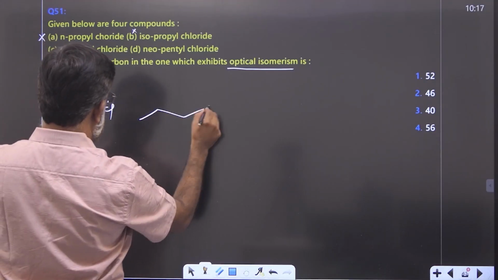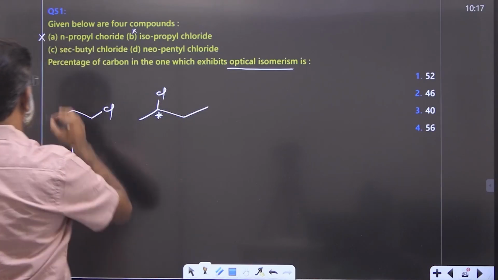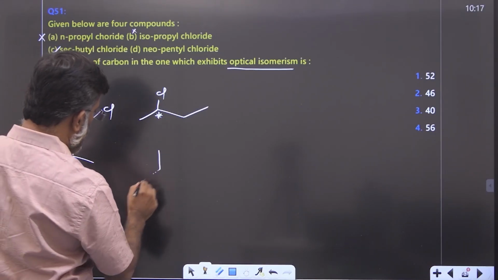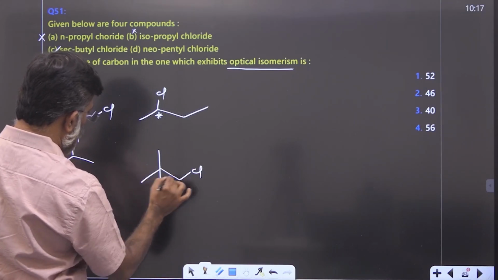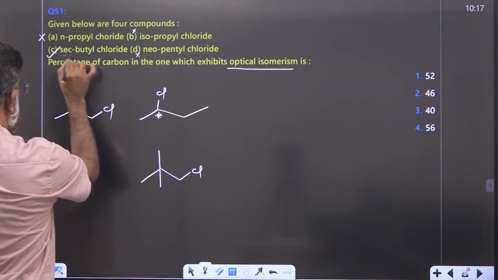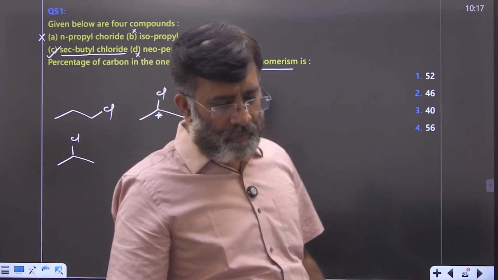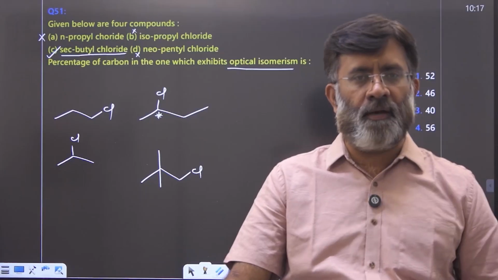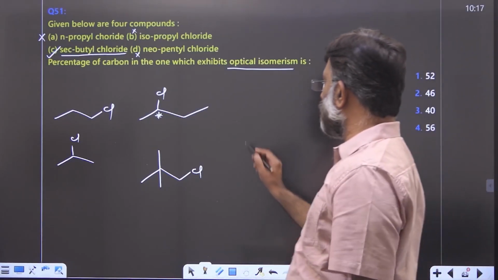Secondary butyl chloride, that is the compound. This shows chirality. So this is the molecule we are talking about. Neopentyl chloride, 1, 2, 3, 4, 5. This is neopentyl chloride. There is no chirality. So chirality and optical isomerism are shown by secondary butyl chloride. So we need to check the percentage of carbon in secondary butyl chloride.